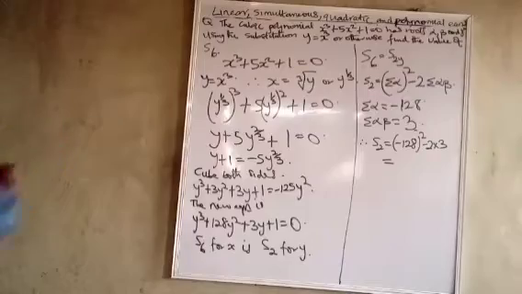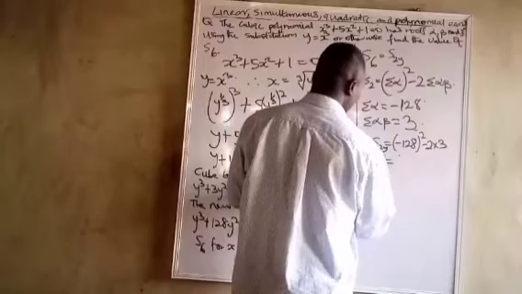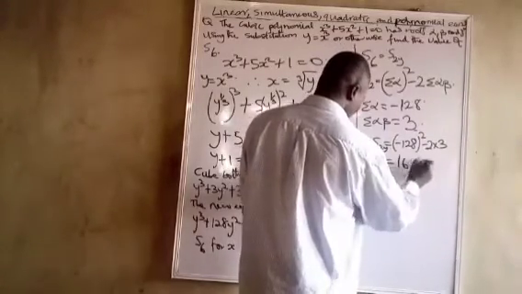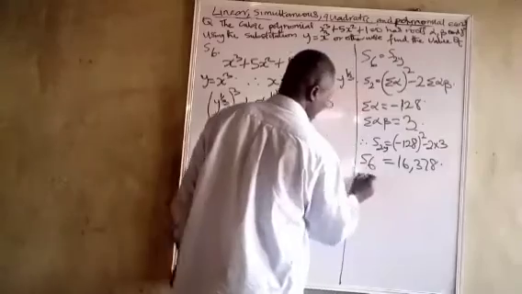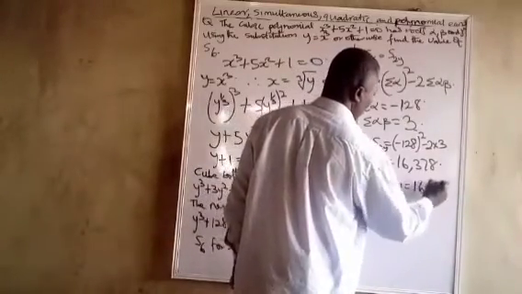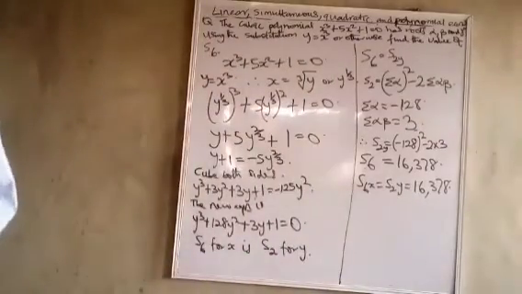So s2 of y, sorry, is equal to s6. And that is 16,378. That is s6 of x is equal to s2 of y, 16,378. That's what I've been trying to explain.